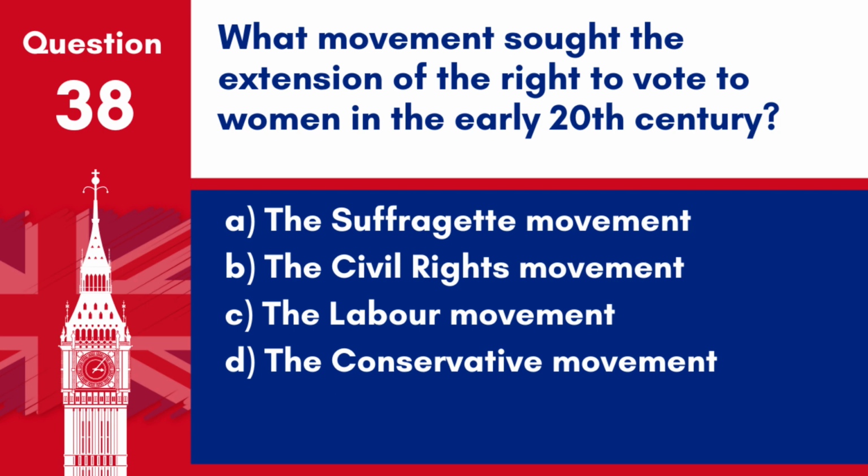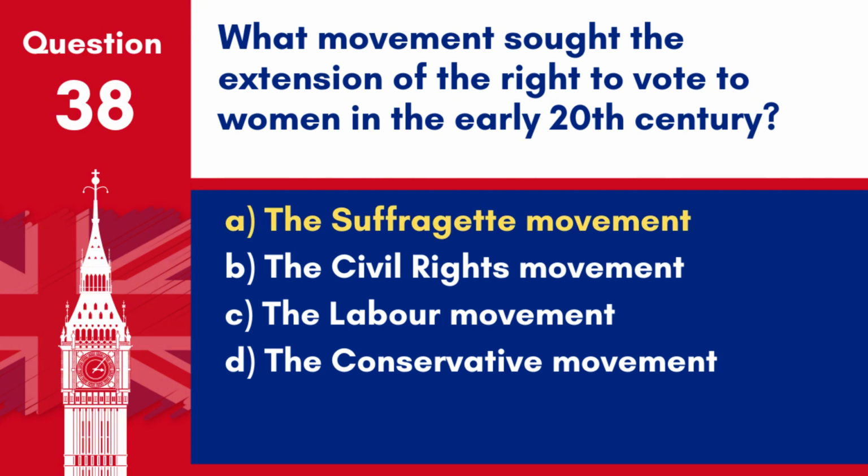Question 38. What movement sought the extension of the right to vote to women in the early 20th century? A. The suffragette movement. B. The civil rights movement. C. The Labour movement. D. The conservative movement. Answer A. The suffragette movement.